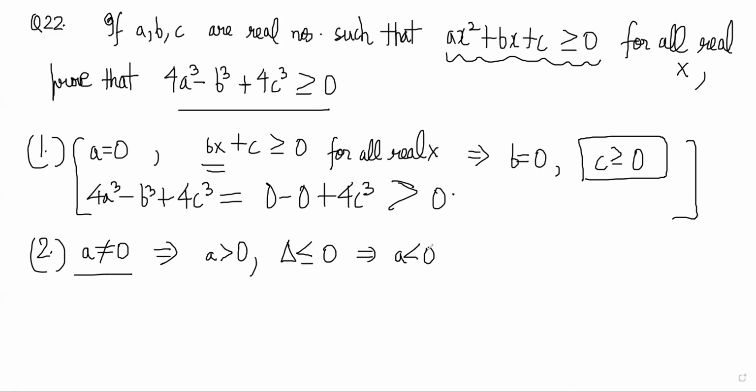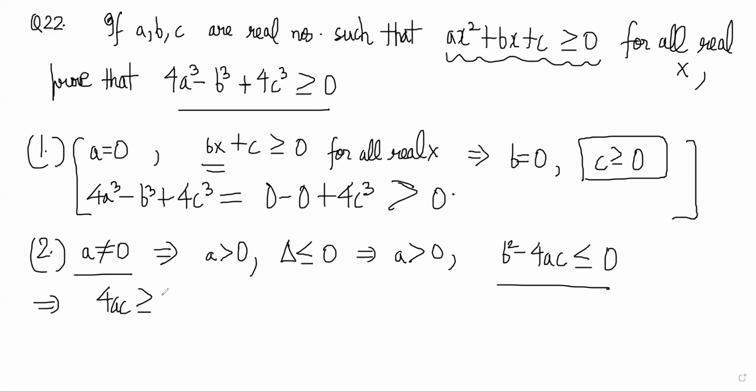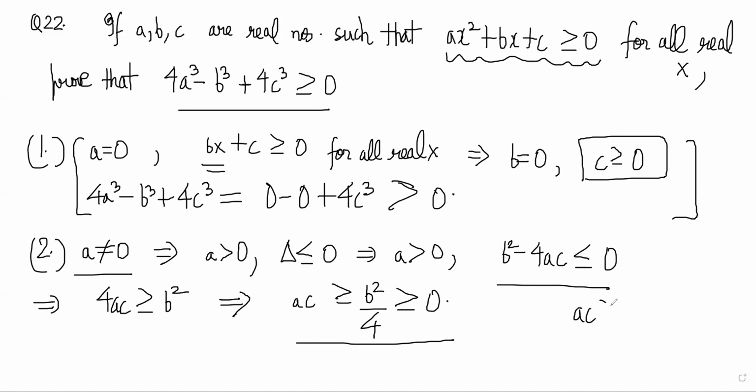So we have a is greater than 0, and the discriminant b square minus 4ac is less than or equal to 0. That implies that 4ac is greater than or equal to b square, which implies ac is greater than or equal to b square by 4, that is greater than or equal to 0. So we have ac greater than or equal to 0, and we already know that a is greater than 0. So that implies that c is also greater than or equal to 0. So now let's look at separate cases.